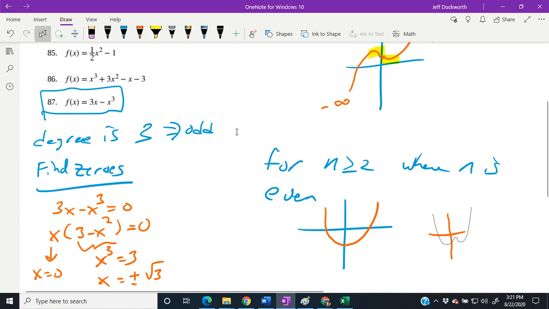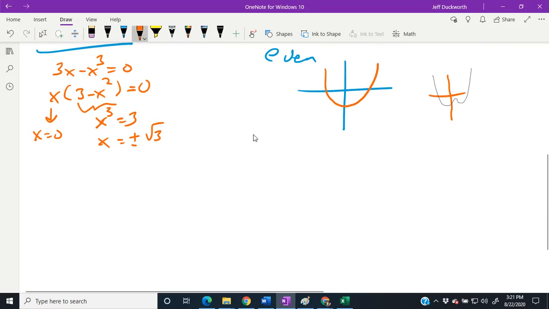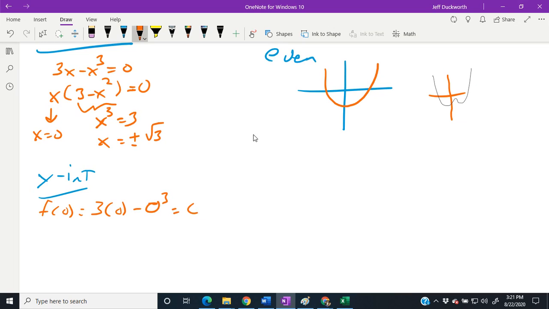We're looking for the y-intercept. For the y-intercept, we plug in the function at 0. So this is going to be f at 0, which is equal to 3 times 0 minus 0 cubed, which is just 0. And we knew that already. We had x equaling 0 giving us 0 as well. So that's going to be the y-intercept.